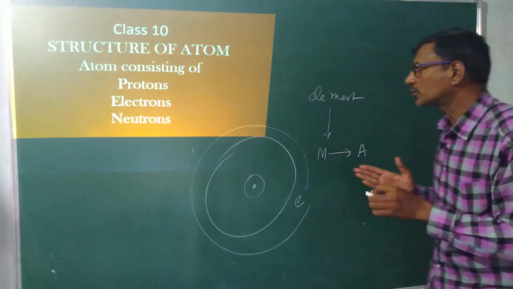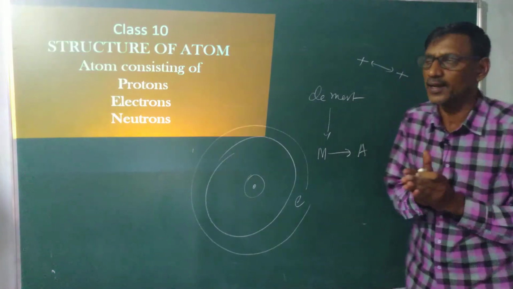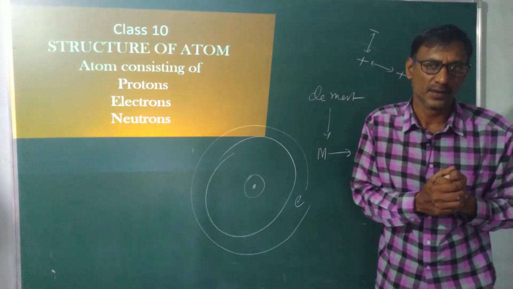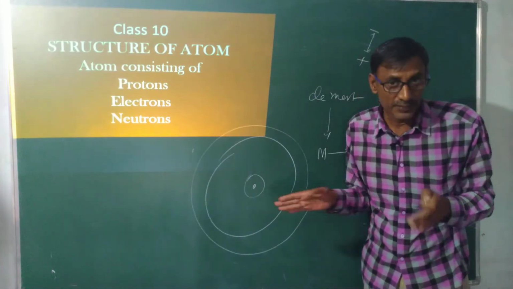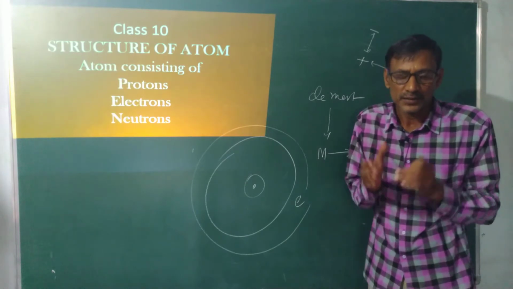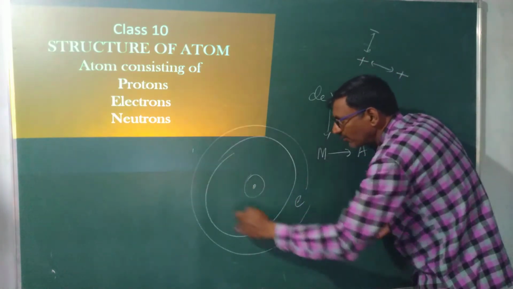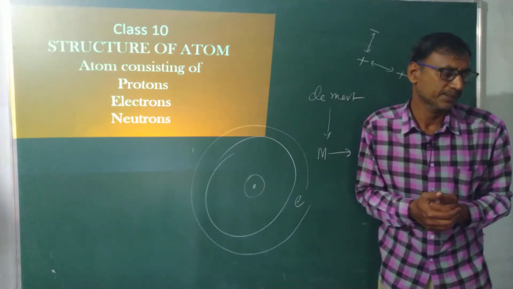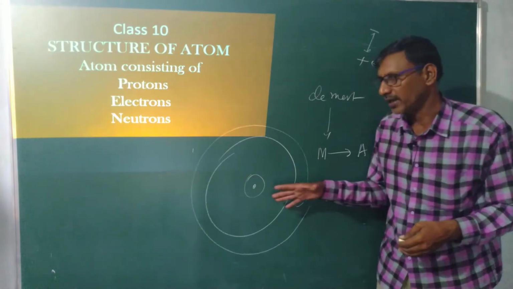We know that positive and positive charges repel each other, negative and negative charges repel each other, and negative and positive charges attract each other. Protons in the nucleus repel each other because they are near each other. They are together at the nucleus. The repulsive force is neutralized by neutrons, and electrons revolving around the nucleus are attracted by the protons. There is a repulsive force and an attractive force inside the atom.